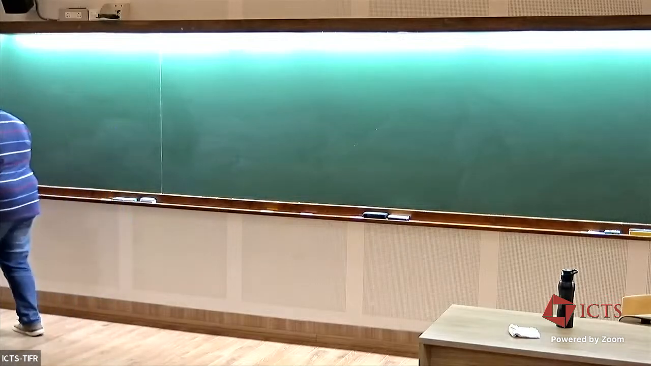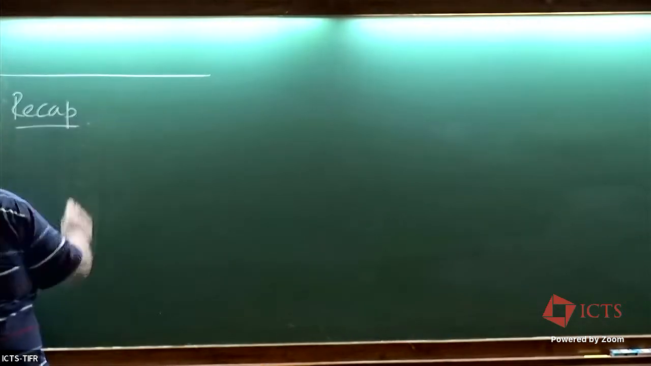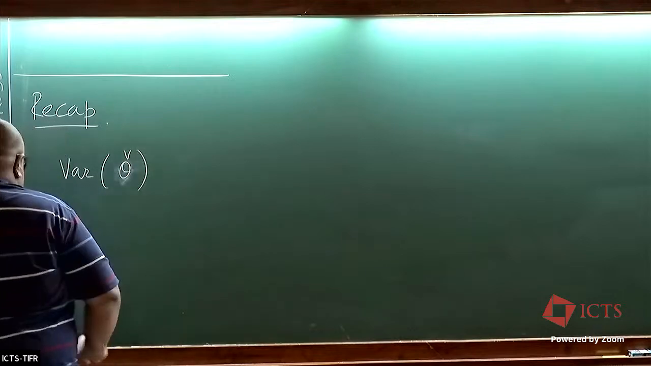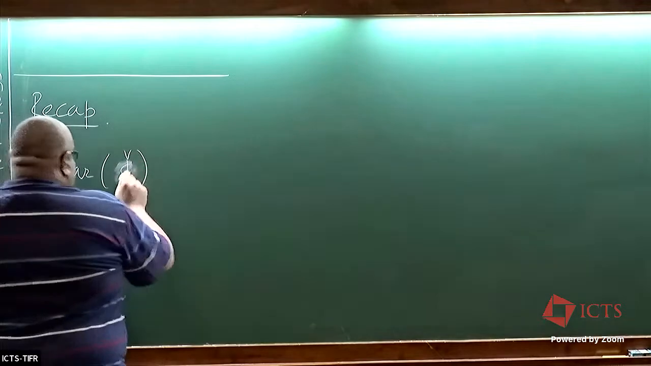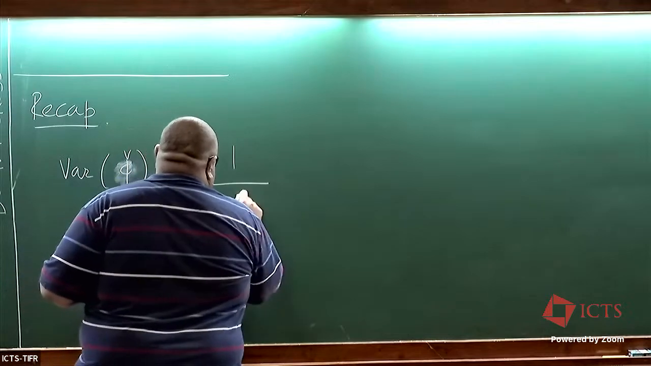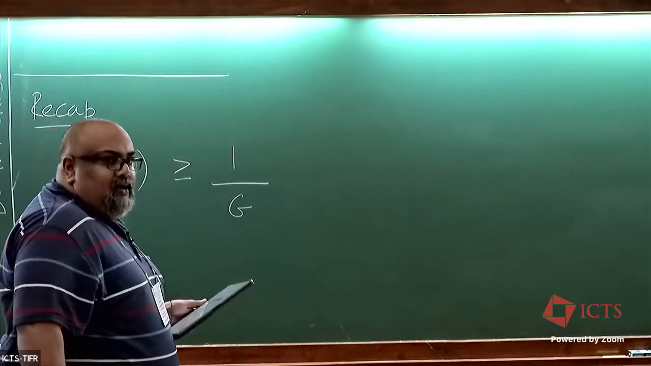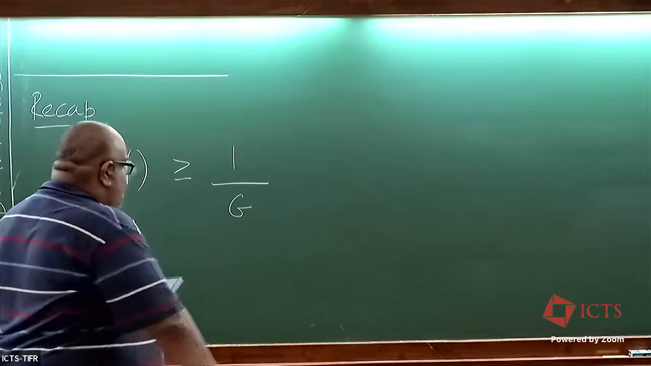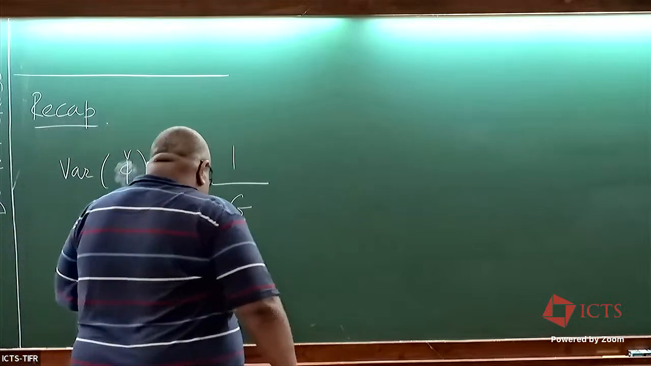Okay, so yesterday, let me just recap very quickly where we were. What I had pointed out was that the variance of the estimator, and today I'll keep it at phi, so the variance of phi is larger than or equal to 1 over this quantity g. I made a mistake, I wrote it as g and then I corrected it, but I want to super emphasize that it should be in the denominator.